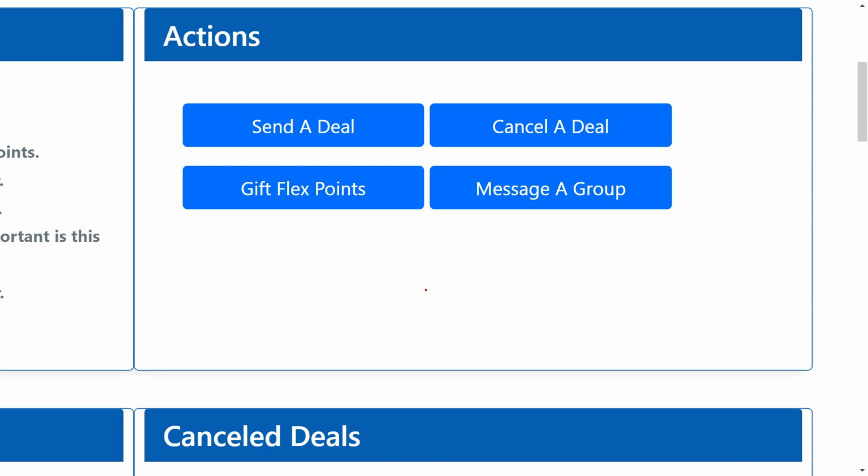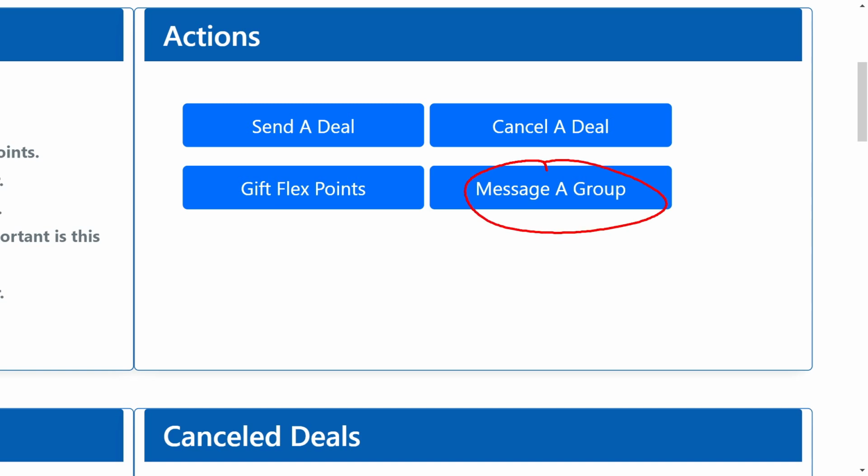We have cancel a deal. That is, you don't want the deal anymore, you want to cancel it. We have flex points that you can send. That's a way to give other groups more flex points. Remember, flex points give you flexibility. It helps your score go higher. It helps you to have a good result. So you can give them as a gift.